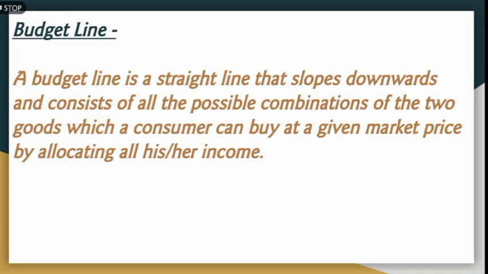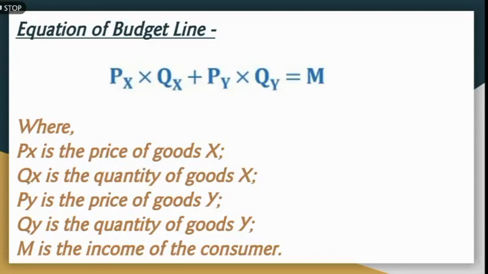This representation is shown by the budget line. Let us see the equation of the budget line, and then we will understand this with a table and diagram. Then this will be more clear. The equation for the budget line is, here we are taking two commodities, X commodity and Y: price of X commodity into quantity of X commodity plus price of Y commodity into quantity of Y commodity is equal to M.